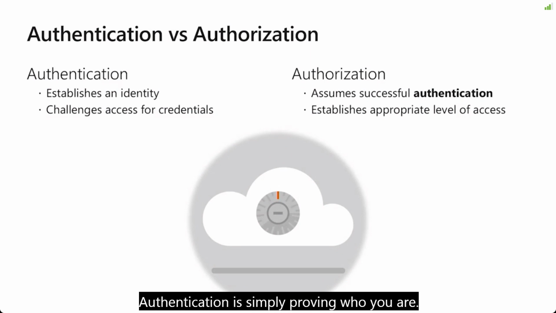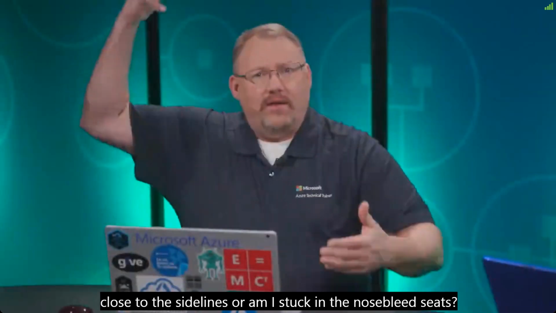Authentication is simply proving who you are. That's logging in with user ID and password. It's establishing your identity. If you go to a professional sporting event, this is your ticket. Your ticket lets you get past the guard at the gate so you can get into the stadium. That's part of what that ticket does. The ticket does the other part, which is authorization. What seat can I sit at? Where can I buy my food? Am I in the club level? Do I get to go down close to the sidelines, or am I stuck in the nosebleed seats?